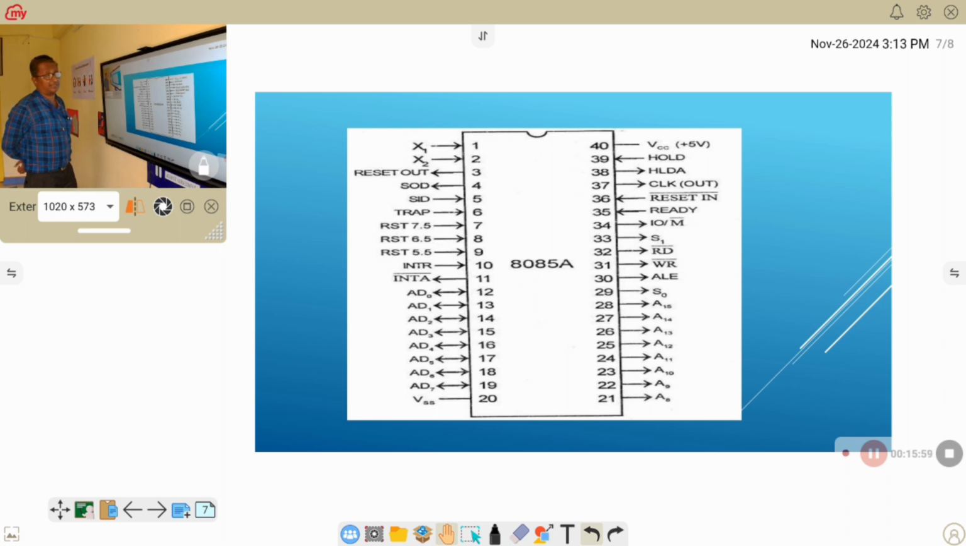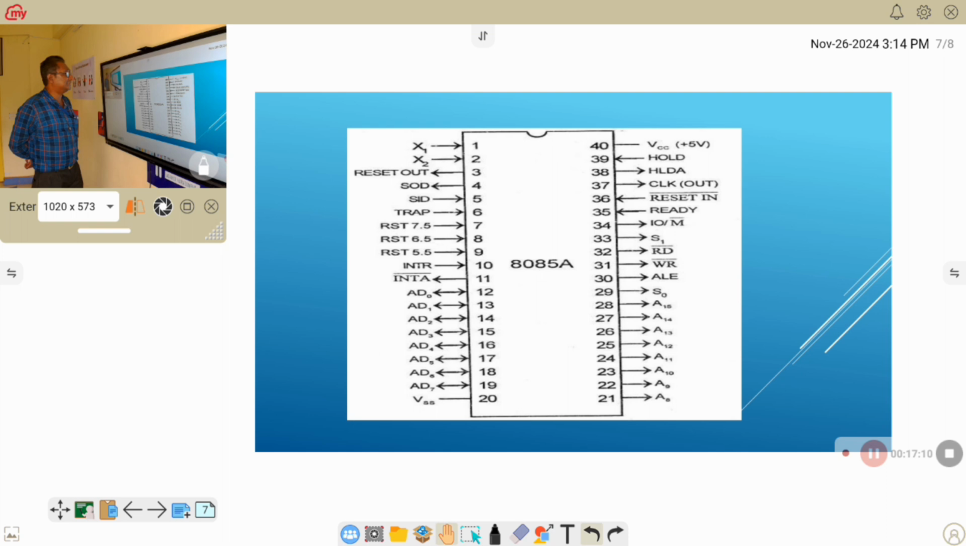Now, how will the microprocessor understand whether these lines are used as the address bus or data bus? Look at pin number 30, ALE. ALE stands for address latch enable. This is a digital system, either 0 or 1. If pin number 30 is 0, the microprocessor will understand that pin number 12 to pin number 19 are data. And if ALE is 1, the microprocessor will understand pin number 12 to pin number 19 are address, low order address.